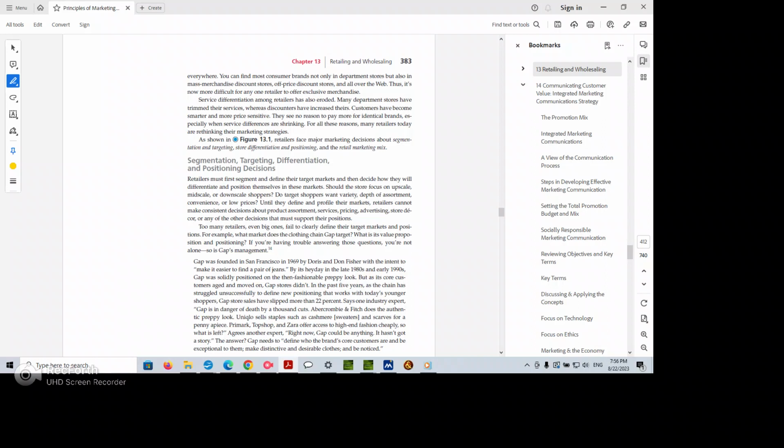Now, if it's something only they make, your more expensive brands are not going to be in discount stores. They're not going to be.